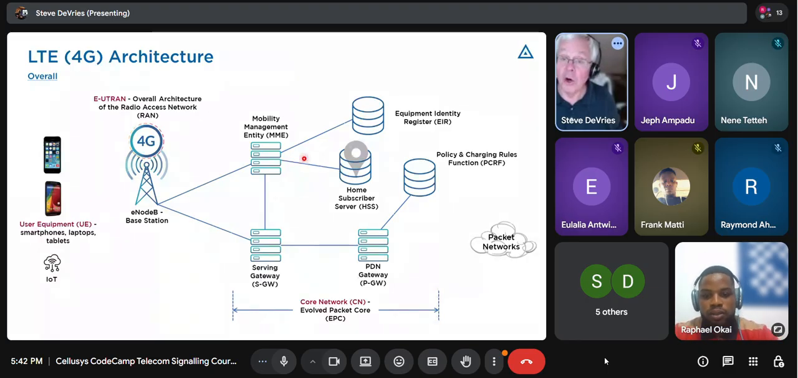This is Diameter, a whole new protocol. You also have a connection here to these two devices. In 2.5G networks, you had a serving GPRS support node and a gateway GPRS support node, SGSN and GGSN. Those are now replaced with what's called a serving gateway and a PDN gateway.